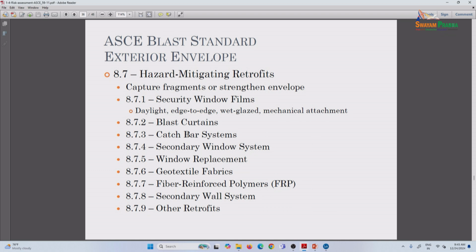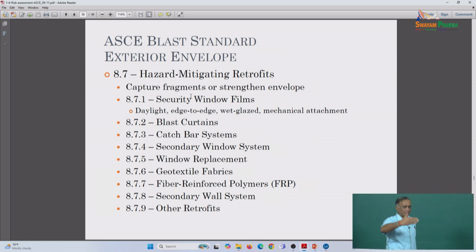The retrofits, I don't think I'm going to spend time on it, but as you can see, there are so many varieties of retrofits. Security films, window films, blast curtains. So basically behind a window you have a curtain to collect, but again that eliminates the whole purpose of having a window.